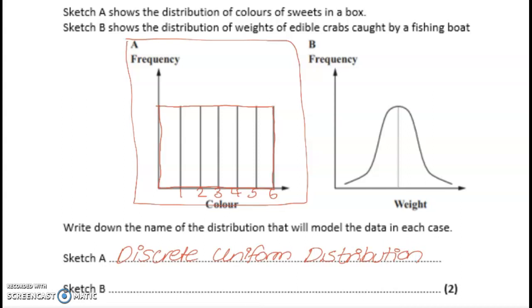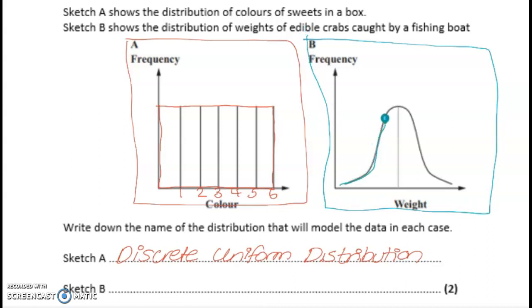Diagram B, as highlighted in the blue box, shows a bell-shaped curve. The normal distribution is a bell-shaped curve. That is how I know that that is the answer for sketch B.